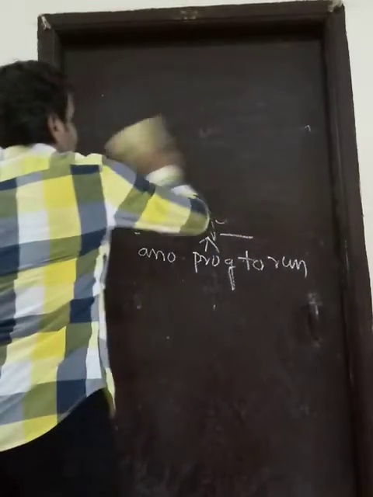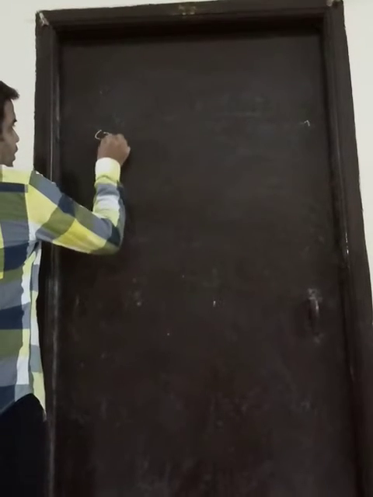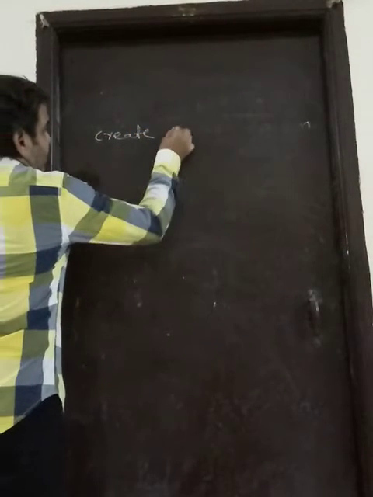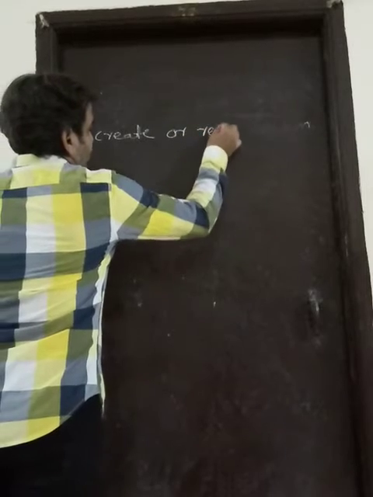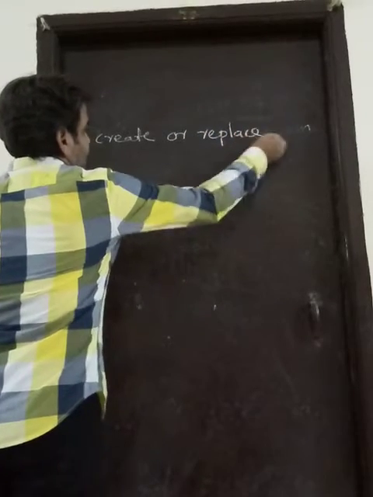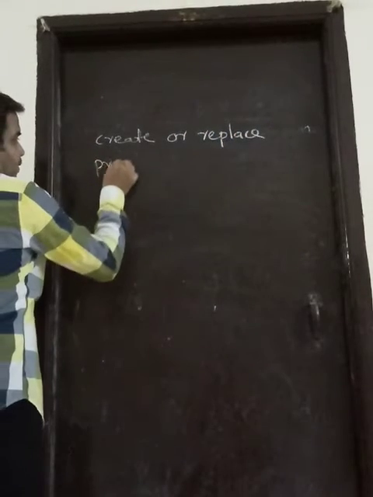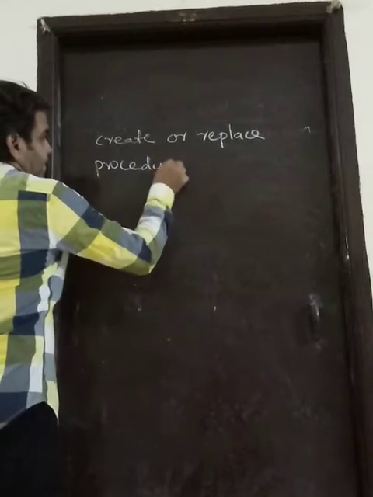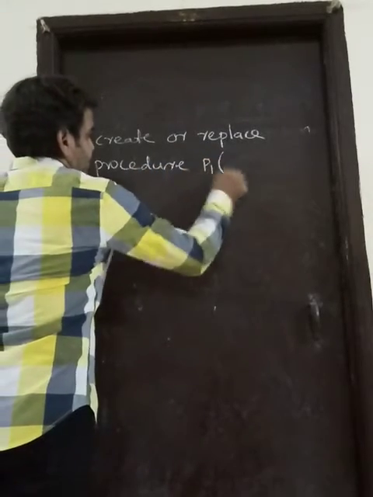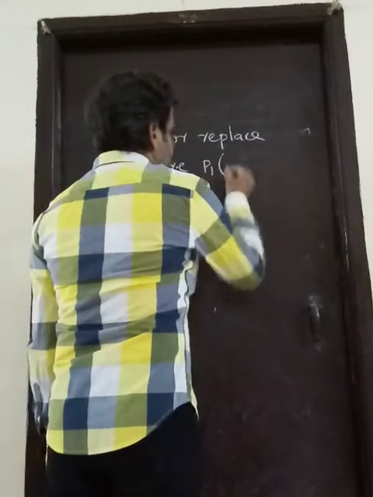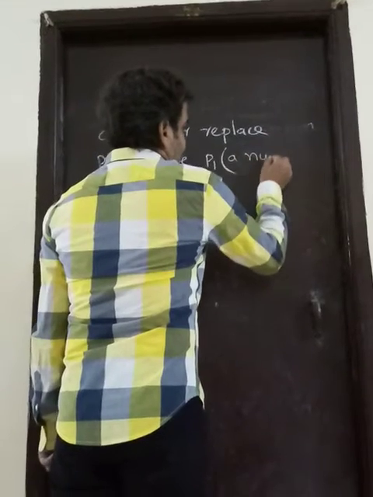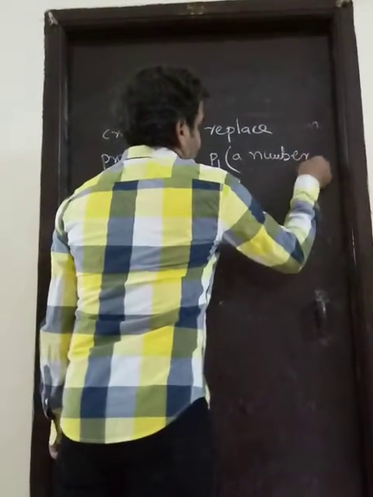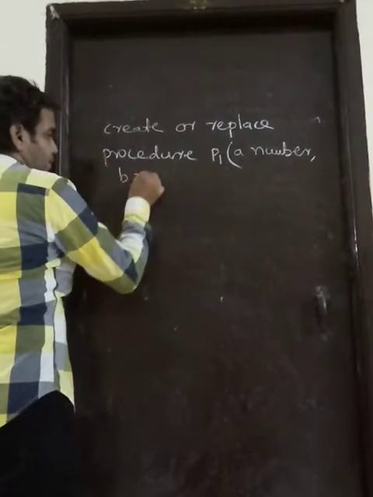First of all, we'll see just a simple program, then we'll see a database program on stored procedure. Okay, so stored procedure, see, create or replace procedure P1. Here we are taking two arguments, A number, comma, B number.